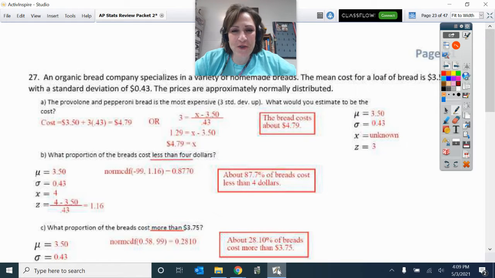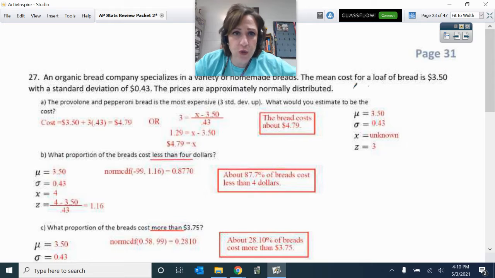All right, let's do our normal model problems here. So these ones, here we have this type of bread. We do know that we've got a mean cost and then we've got a standard deviation. So they average $3.50 with a standard deviation of 43 cents. So the most expensive is 3 standard deviations above the mean.